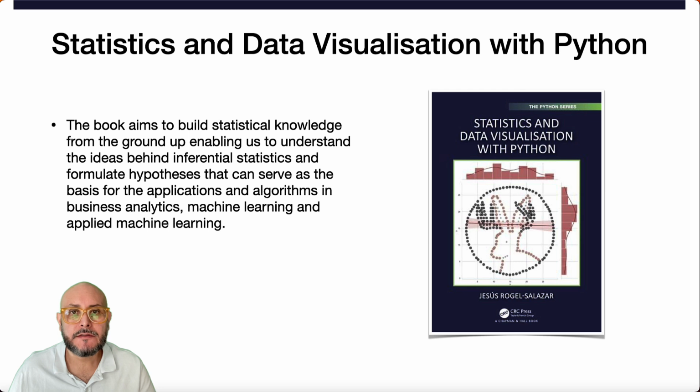Statistics and Data Visualization with Python aims to build statistical knowledge from the ground up by enabling the reader to understand the ideas behind inferential statistics and begin to formulate hypotheses that form the foundations for the applications and algorithms in statistical analysis, business analytics, machine learning, and applied machine learning. The book uses Python as a tool to implement and exploit some of the most common algorithms used in statistical analysis.